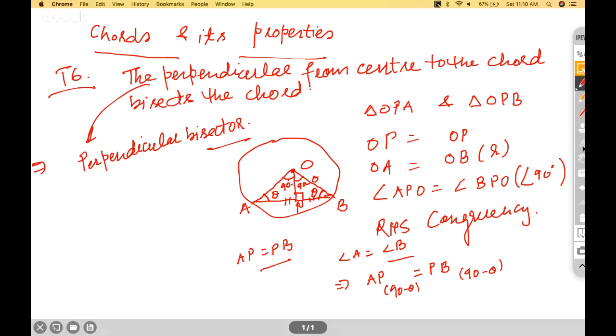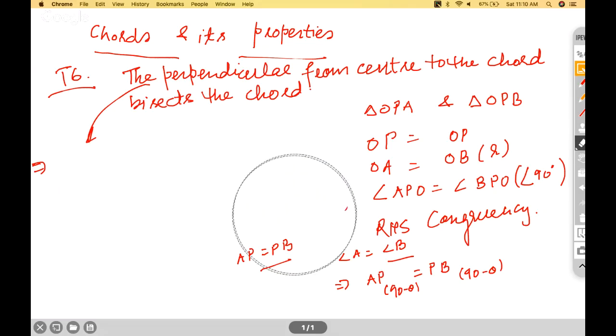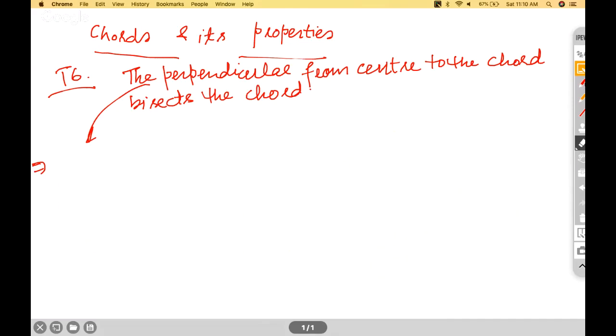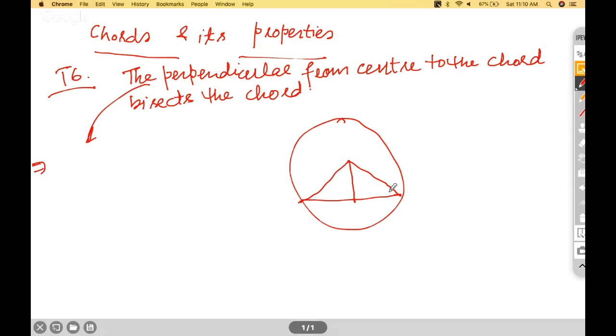Theorem number 7 is telling me, with a slight change, that if a line drawn from the center of the circle to the chord bisects the chord, then it will be perpendicular. Now how do you prove it?